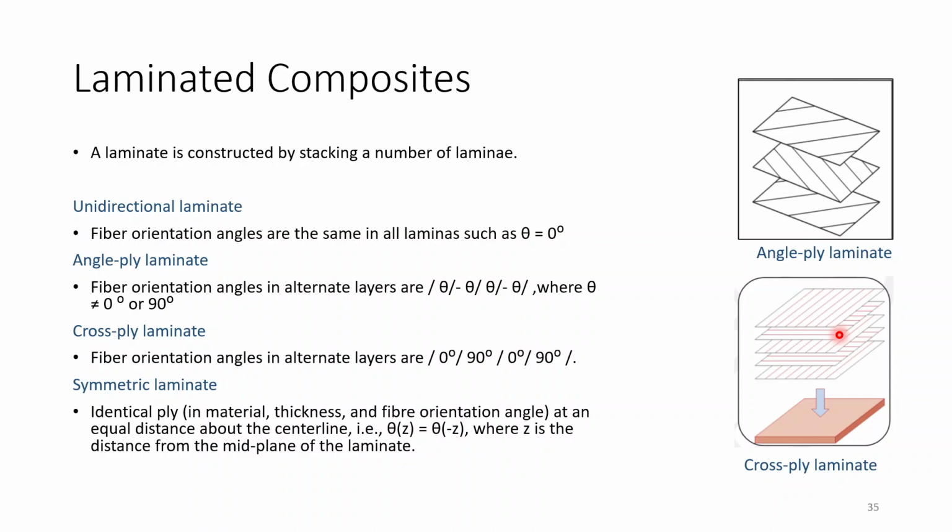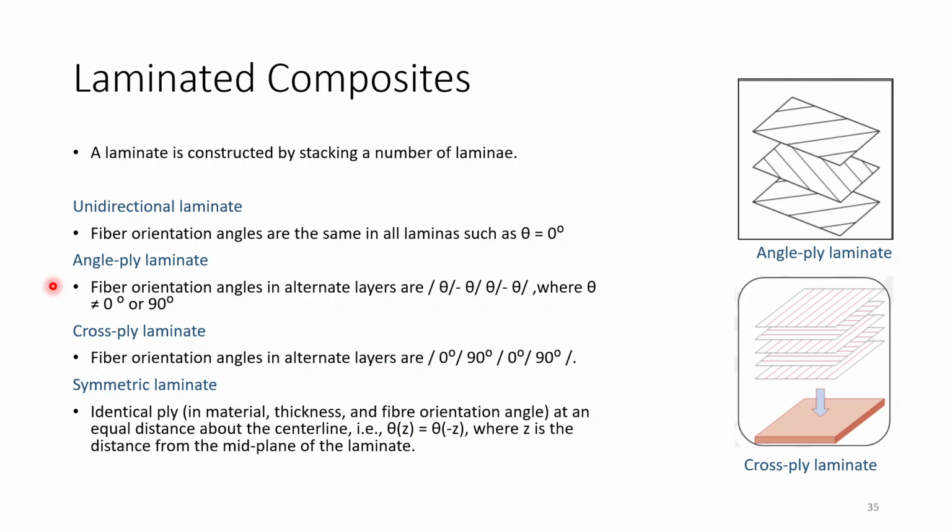In case of laminated composites, a laminate is constructed by stacking a number of laminae. So there are four types of laminated composites. First is unidirectional laminate. In this case, fiber orientation angles are the same in all laminates, such as theta equals 0 degree. So there won't be any direction change. All orientations will be in the same direction.